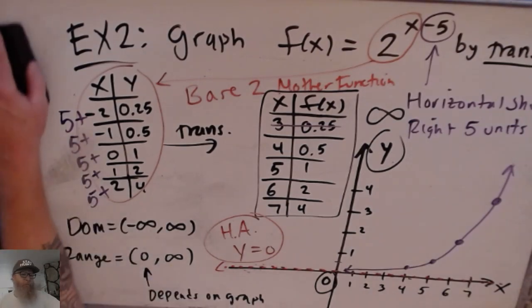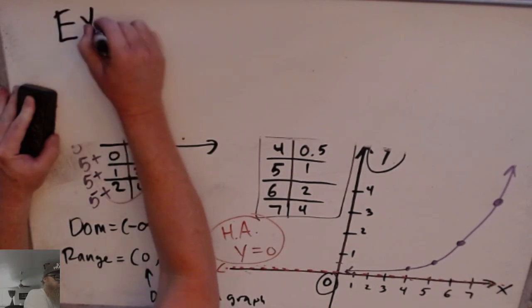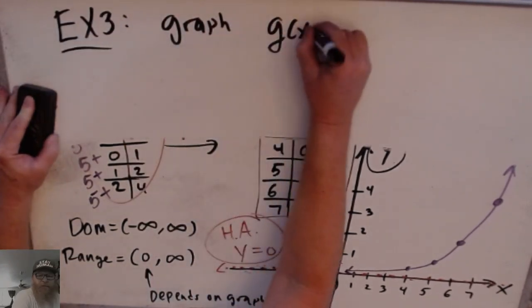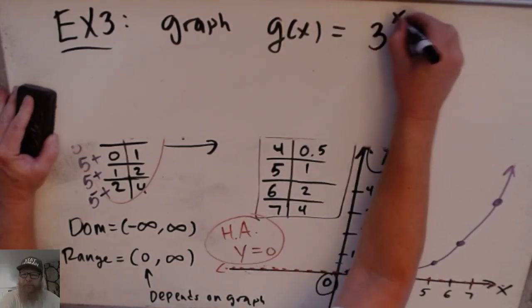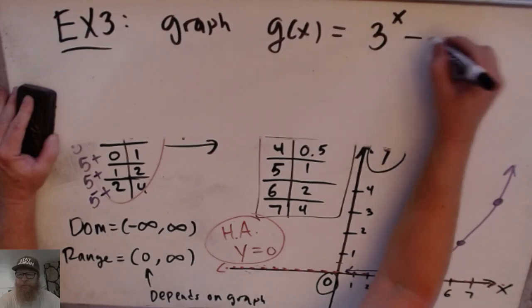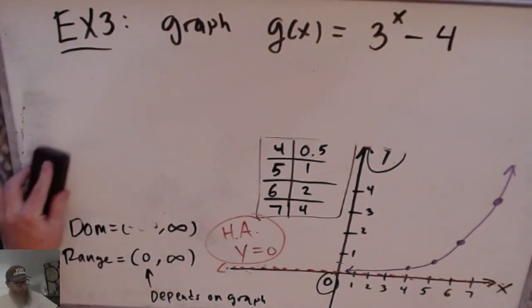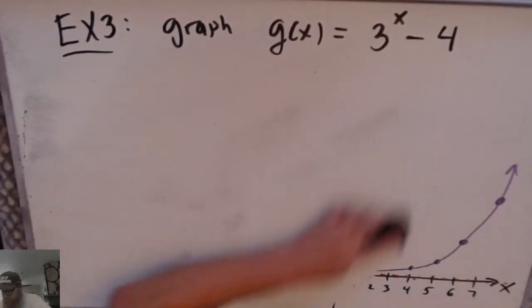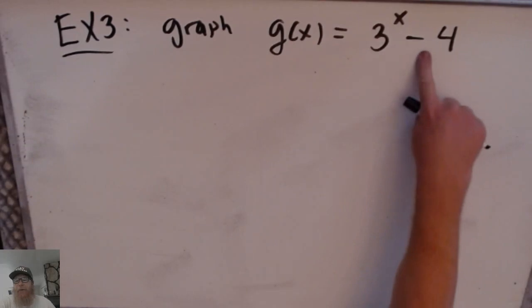Try another one? Sure. Graph 3 to the x minus 4. And notice where the minus 4 is this time. Well, last time it was a 5, but was it a 5? Yeah, 5. This time it's outside.